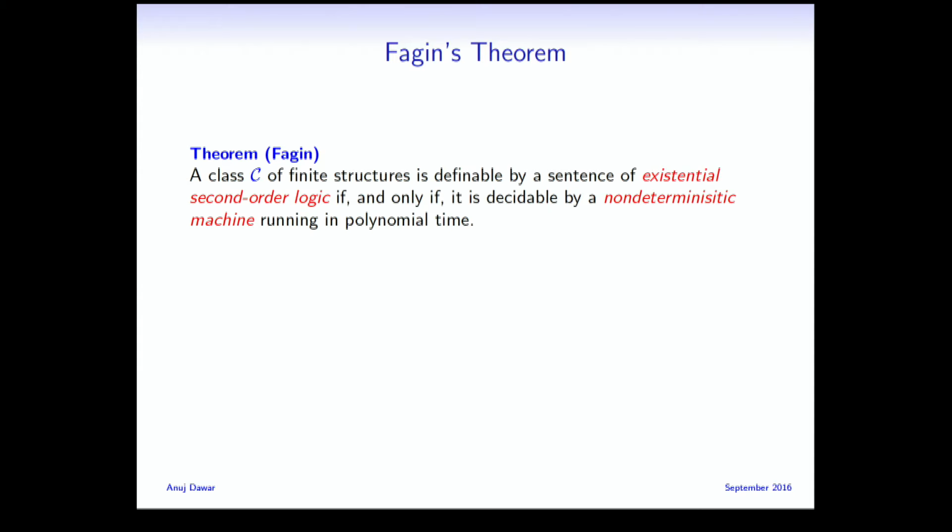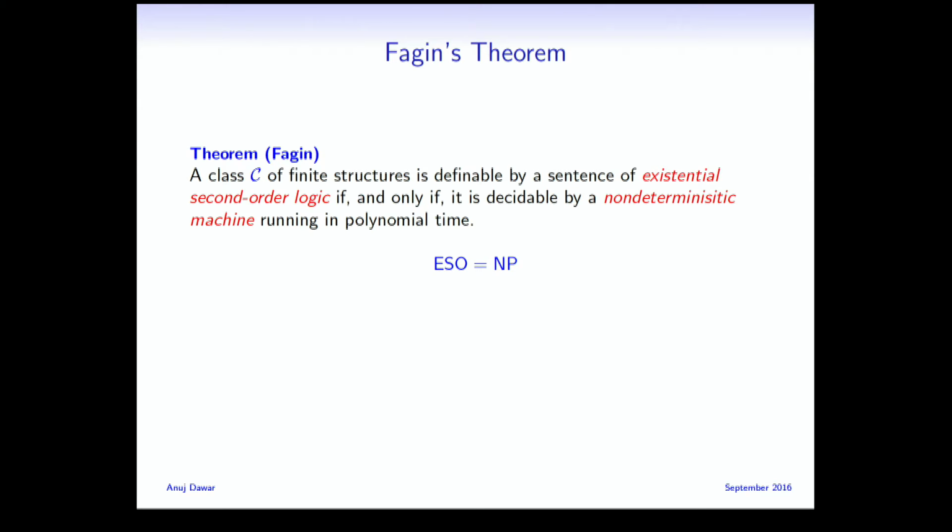A class of finite structures is definable by a sentence of existential second-order logic, right? And all those examples I've just shown you, that was the reason for showing you could do this existentially, if and only if it's decidable by a non-deterministic machine in polynomial time, usually summed up by the simple equation: existential second-order logic is the same thing as NP. Okay?